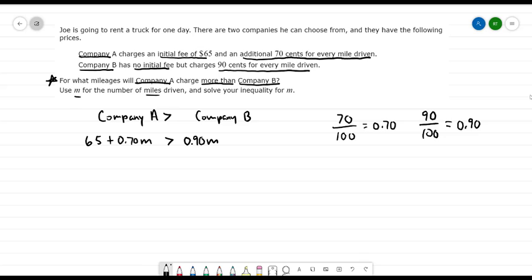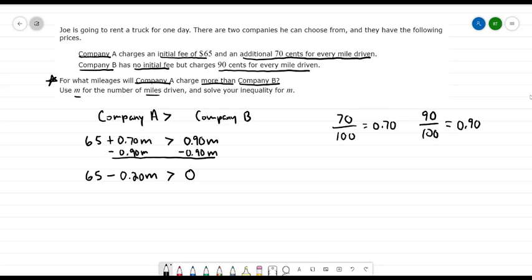So next, I want to solve for M. So in this case, I'm going to take away 0.90 M from both sides. And then bring down my inequality sign. And don't forget, these cancel out. You still have to write down what's left. So when you subtract this, you're left with 0. You have to put it down, because if I leave it blank, it's going to look weird. So we're left with 0. And on this side, when we subtract, we got 65. 0.70 minus 0.90 is going to give me negative 0.20. So negative 0.20 M.